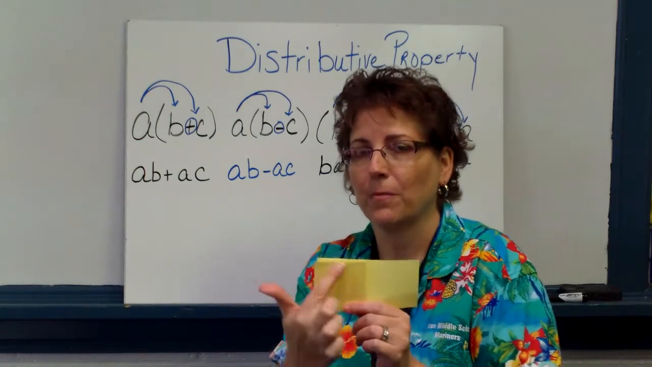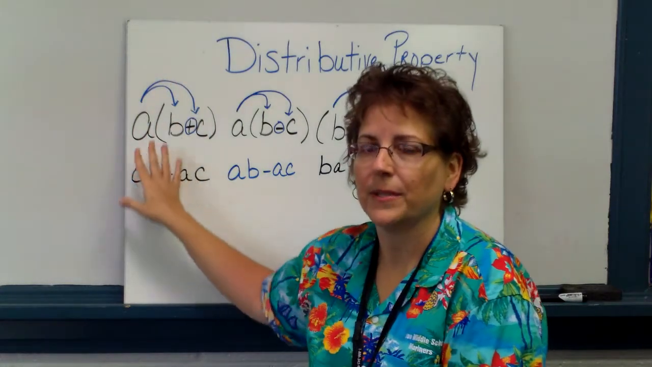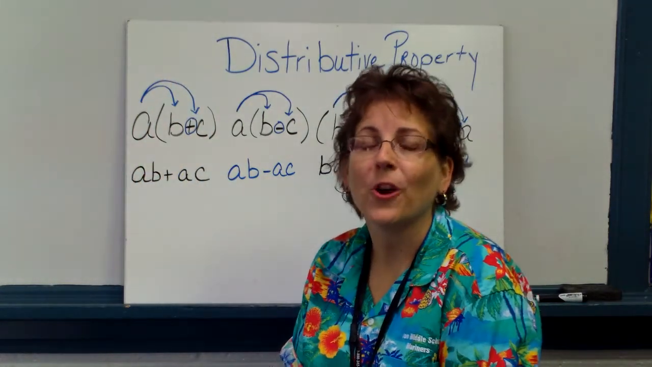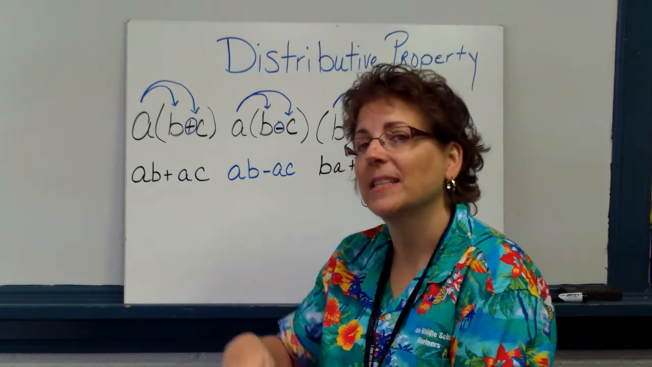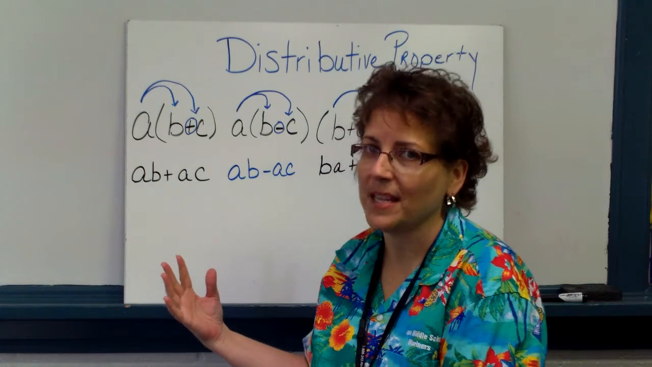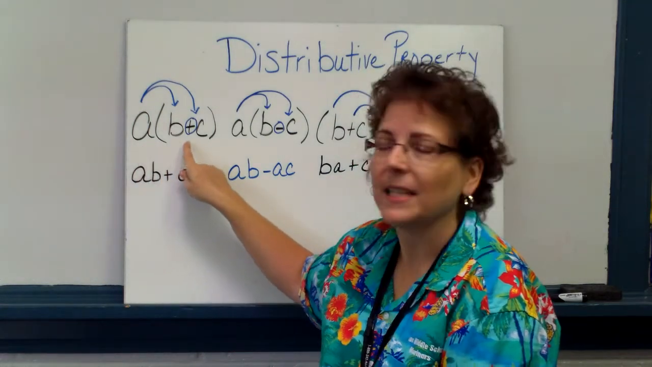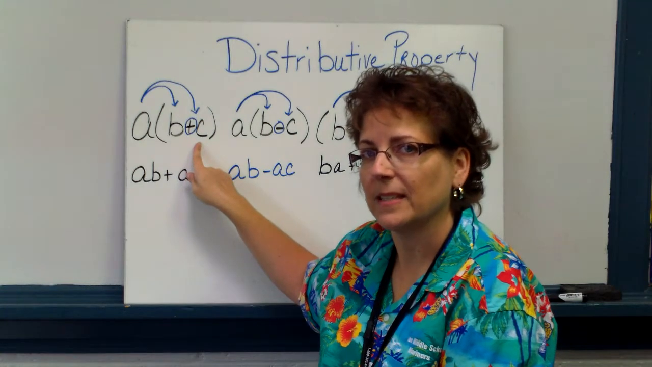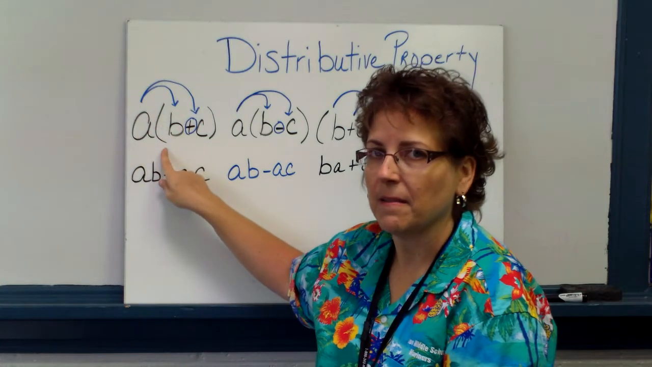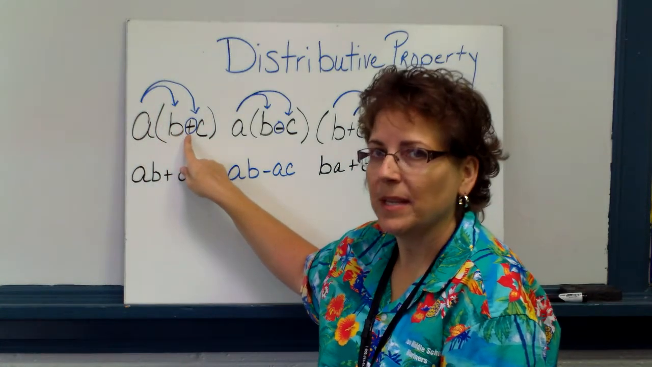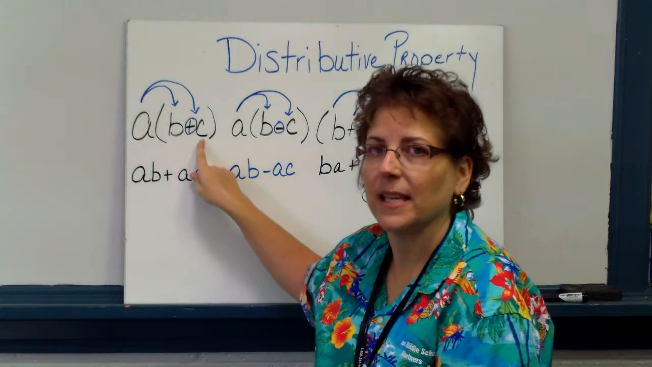Alright, so in this first part of your foldable, you're going to have this little section of notes here. With the distributive property, you're always going to have parentheses, and something outside of the parentheses that has to be distributed into each item in the parentheses. So here we've got A on the outside, and B plus C on the inside. That means we have to take the A and multiply it by the B, and then we're going to add, because there's a plus sign here, and take the A times the C.